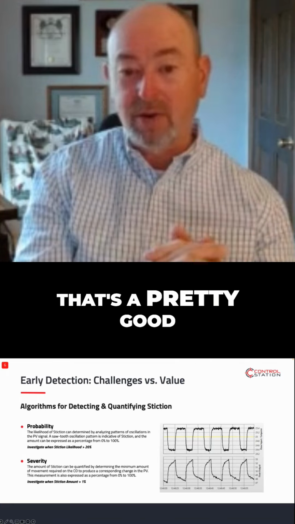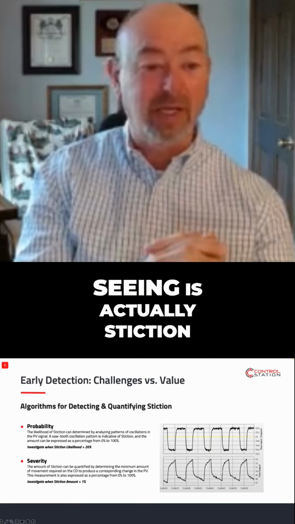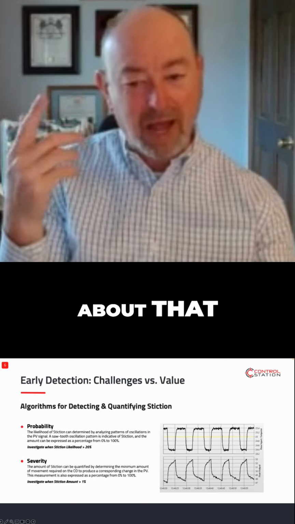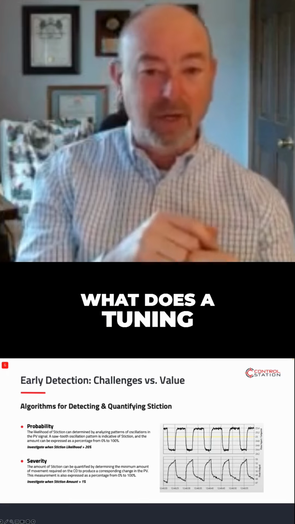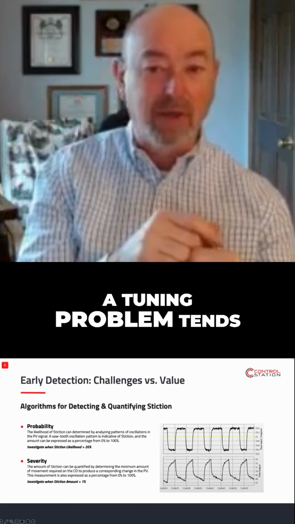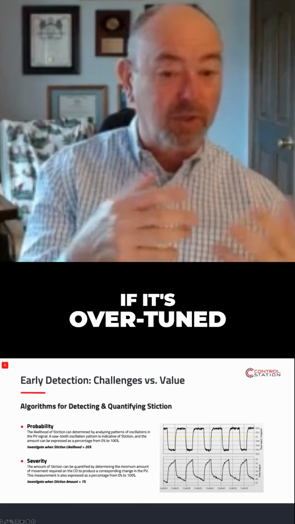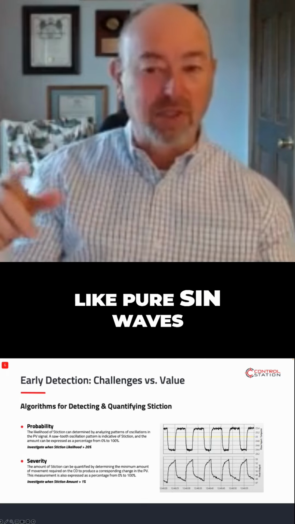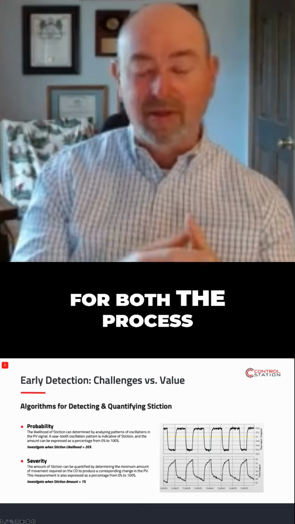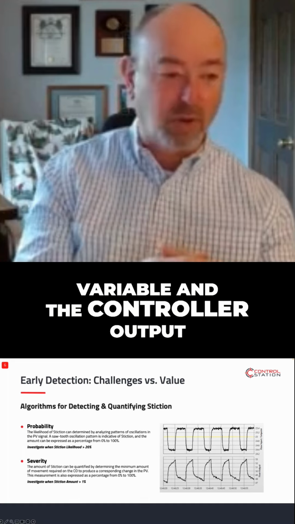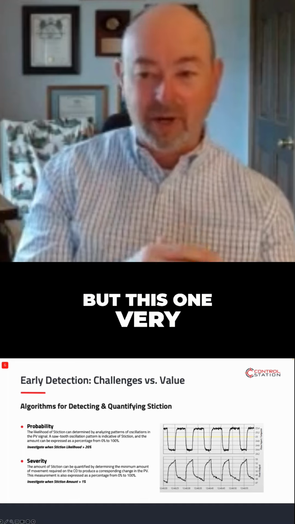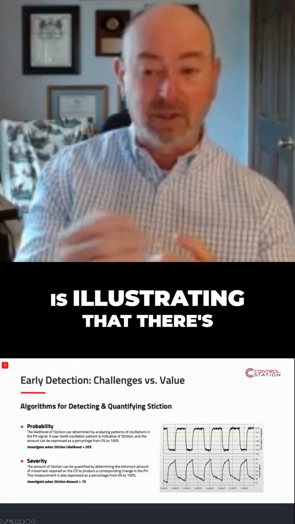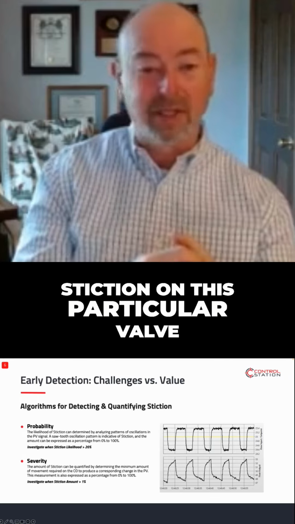That's a pretty good indication that what you're seeing is actually stiction and not tuning. Because if you think about that, what does a tuning problem look like? A tuning problem tends to look like, if it's overtuned, if you have too much gain or too much integral action, it tends to look like pure sine waves for both the process variable and the controller output. But this one very clearly is not that. This one very clearly is illustrating that there's stiction on this particular valve.